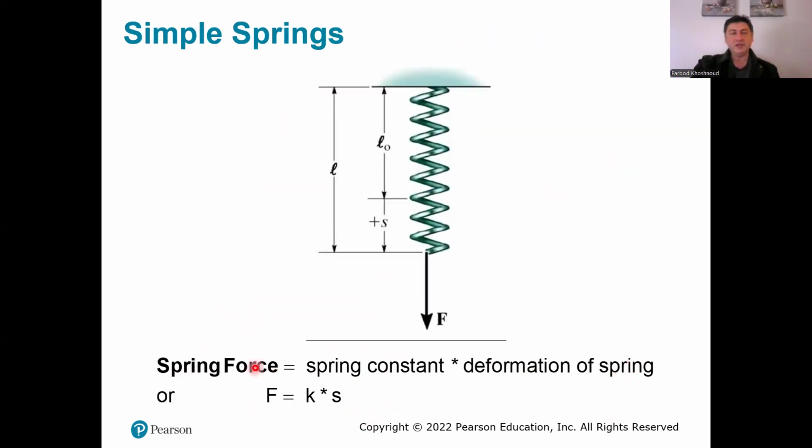Force in a spring can be calculated by the spring constant multiplied by the deformation of the spring, or F equal to K, for spring constant or stiffness of the spring, times S, for deformation of the spring.